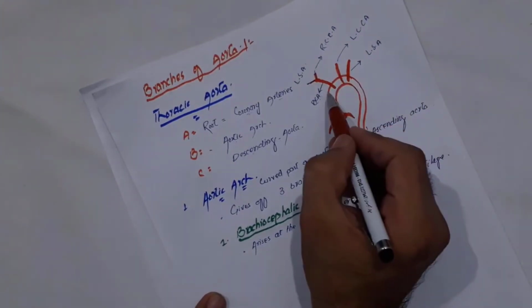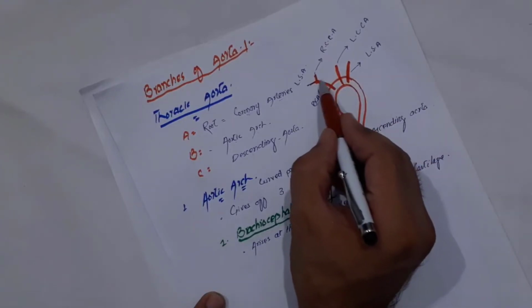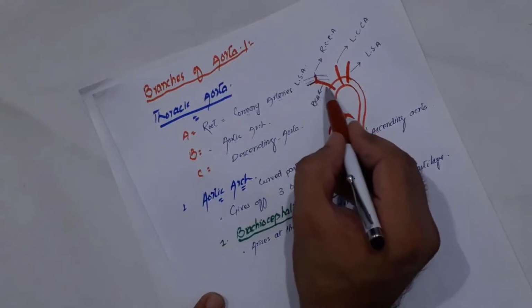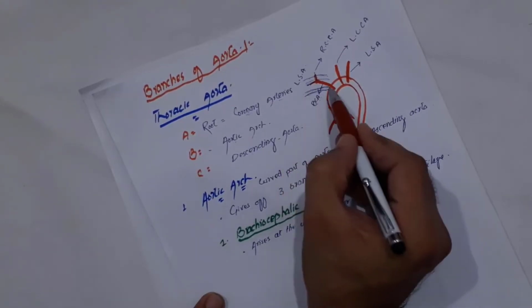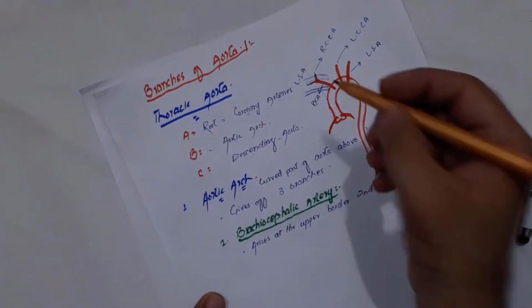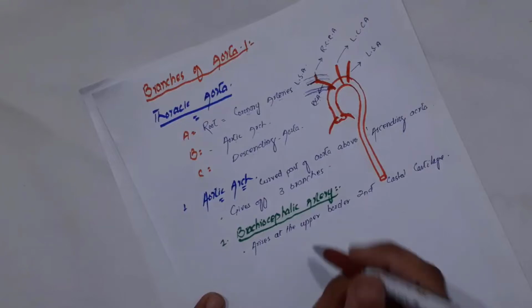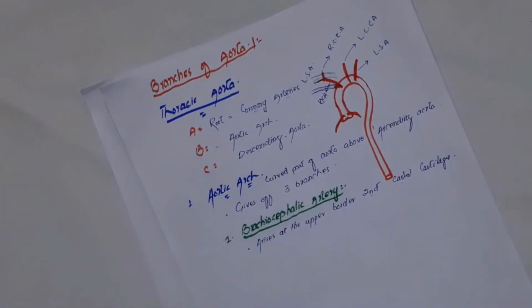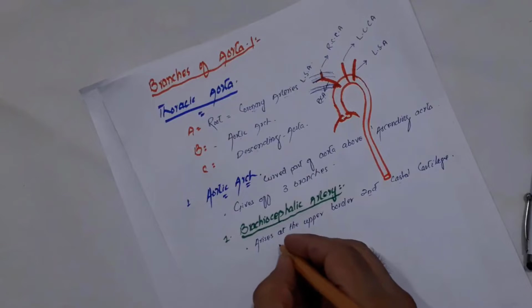Here will be the first costal bone, and here will be the second costal bone. So here is the cartilage of this second costal bone. So it arises at the upper border of the second costal cartilage. Okay, what is its diameter?